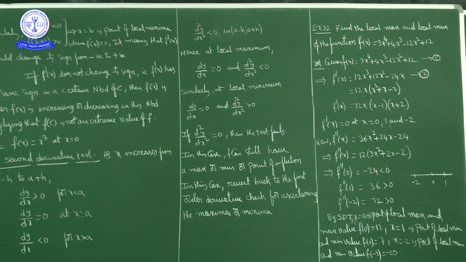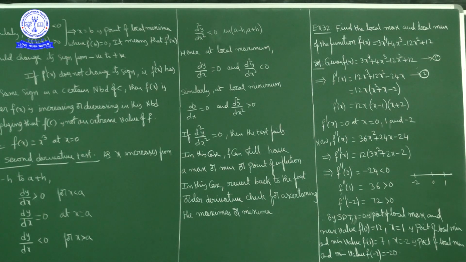Now d square y by dx square is negative in the interval a minus h to a plus h. So for local maximum, dy by dx equals 0 and d square y by dx square is less than 0. Similarly in the interval b minus h to b plus h, dy by dx is negative in the interval b minus h to b. dy by dx equals 0 at x equal to b, and dy by dx is positive in the interval b to b plus h.